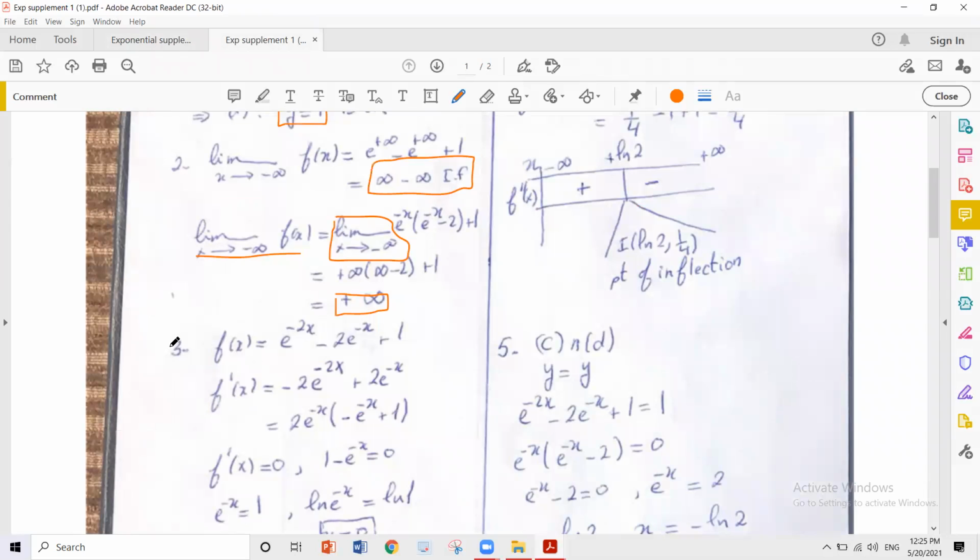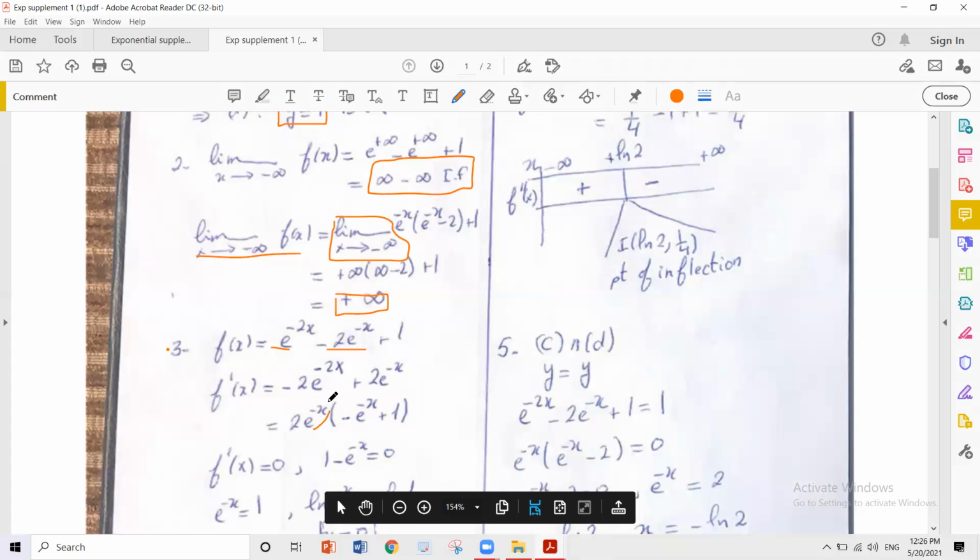So f(x) equals e to the minus 2x minus 2e to the minus x plus 1. For f prime I take the derivative of the power. The derivative of minus 2x is minus 2, so minus 2e to the minus 2x. The derivative of e to the minus x: the derivative of minus x is minus 1, multiplied by minus 2, it becomes plus 2e to the minus x. The derivative of 1 is 0. I take 2e to the minus x common: minus e to the minus x plus 1.